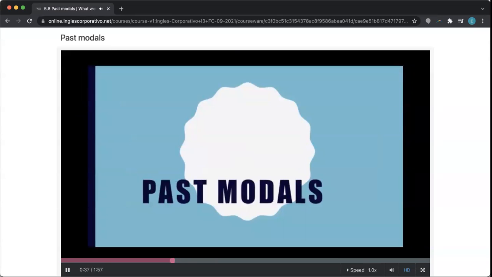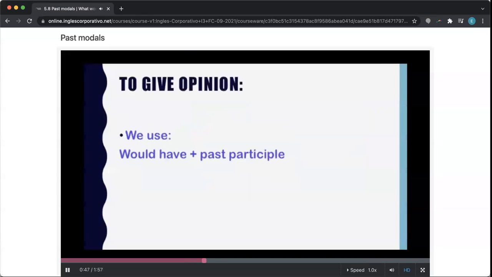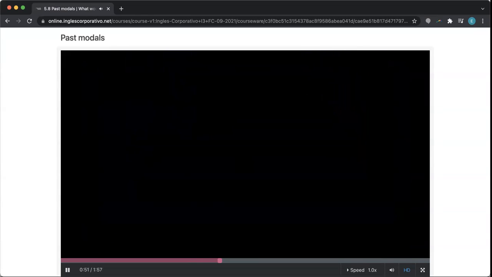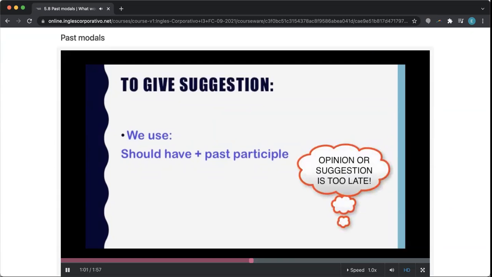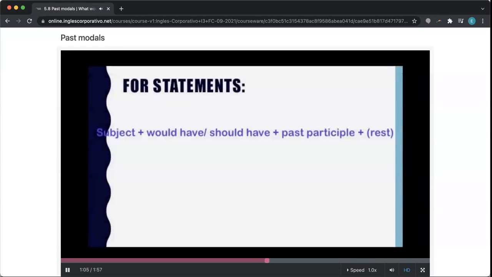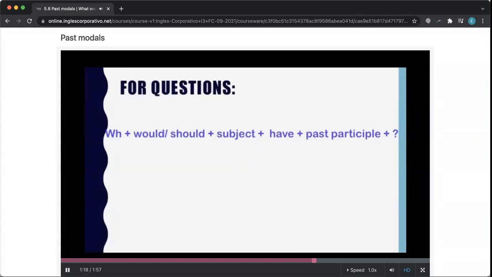When and how do we use past modals? We use past modals to give opinions and suggestions about actions that already happened. To give opinions, we use would have plus past participle. And to give suggestions, we use should have plus past participle. But in both cases, our opinion or suggestion is too late. Remember, for statements, we must use subject plus would have or should have plus past participle plus the rest of the sentence. For questions, we add WH question word plus would or should plus subject plus have plus past participle and the question mark.